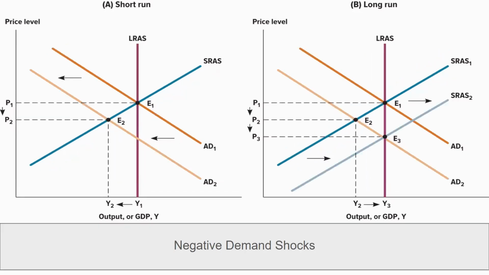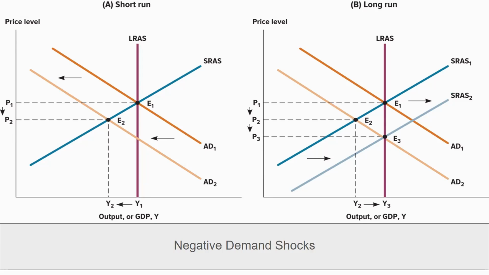Now, for negative demand shocks, what we see is with that decrease in confidence, or an increase in taxes, or an increase in interest rates, we see that the aggregate demand shifts to the left, which then decreases GDP and decreases price. So now there's less product, but people are paying less. However, that is too little for the current productions.